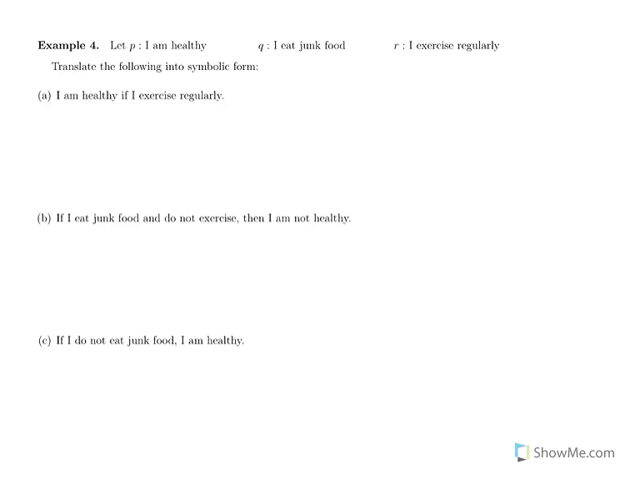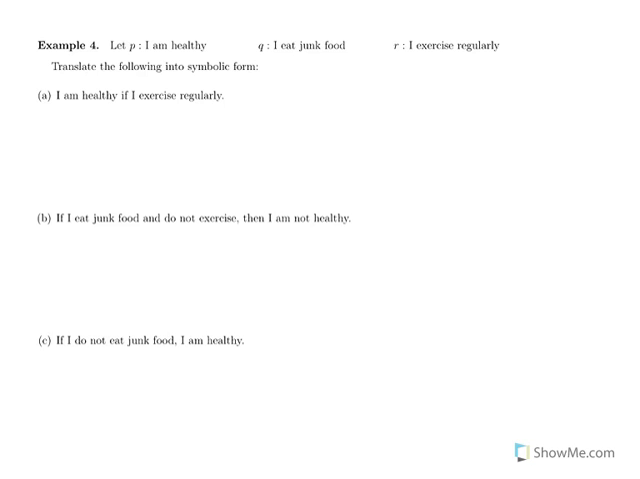So let's look at some examples here. Translate the following statements into symbolic form. We have three statements here. P is I am healthy. Q is I eat junk food. And R is I exercise regularly.